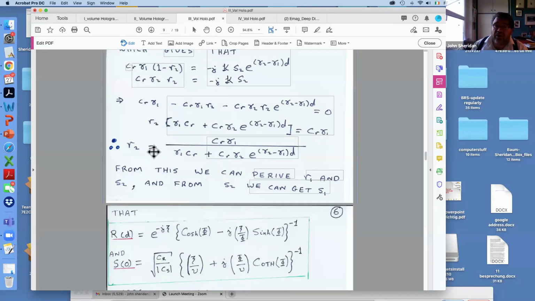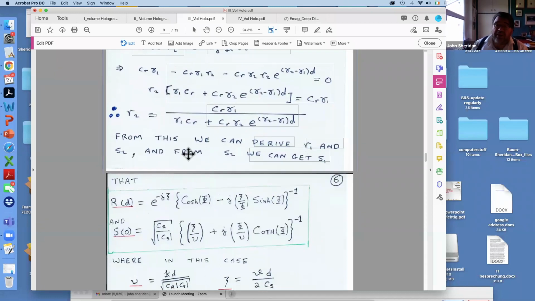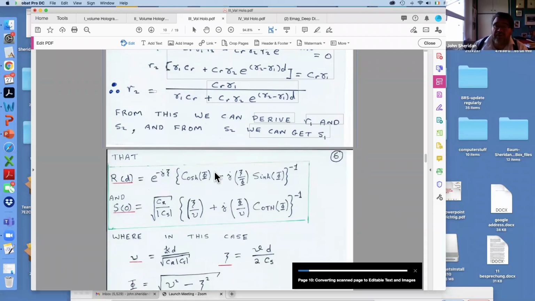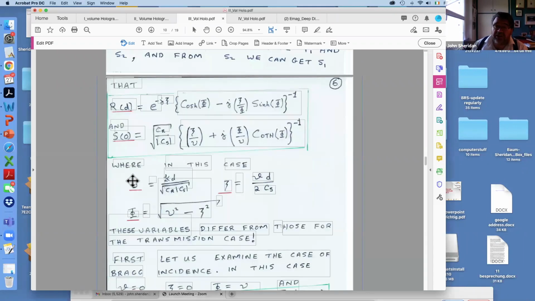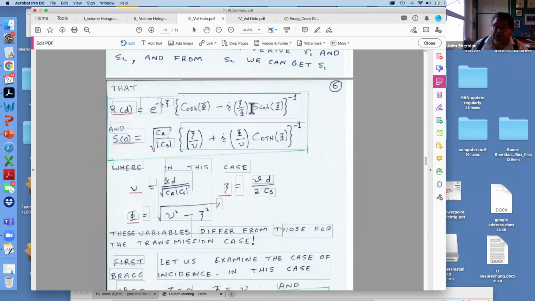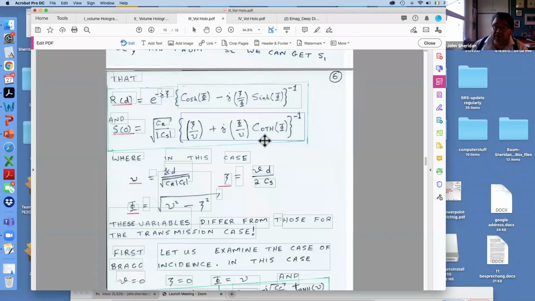And we can find that R2 is given by this expression. And we can go away then and derive R1. And then we can find S2 and S1, etc. And so we can find these expressions for the reflection geometry case, for R at D, the transmitted beam on the far side, and for S of 0, the reflected beam on the input side. And we note here that we have these hyperbolic cosh and hyperbolic sinh. For the transmission grating, these were sines and cosines, but now we have these hyperbolic cosh and sinh, and we've got a hyperbolic cotangent.